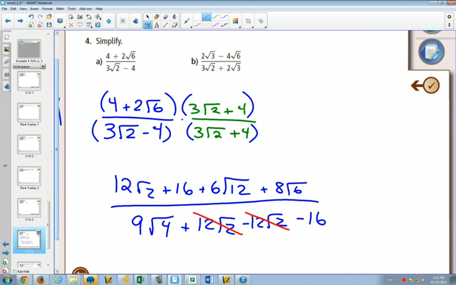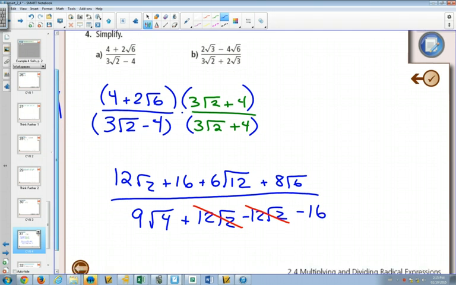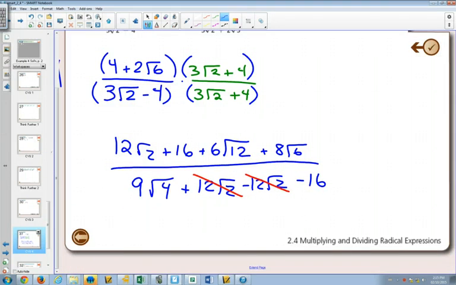And now simplify some more if we can. So we look on the top. On the top, do we have any like radicals? No. Do we have any radicals that could be simplified further? That means inside the square root, you could pull out a perfect square. Yes, right there, because 12 is 4 times 3.